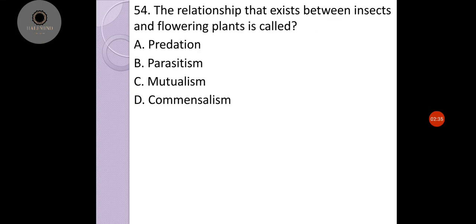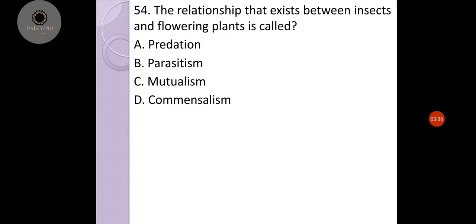Number 54, the relationship that exists between insects and flowering plants is called A, predation, B, parasitism, C, mutualism, and D, commensalism. Na ano ba yung ginagawa ng insects kay plants? Si insects kumukuha ng nectar or food from the flower of the plants. And then, while they are getting their nectar, nakakadala din sila ng pollen grain ng plants.